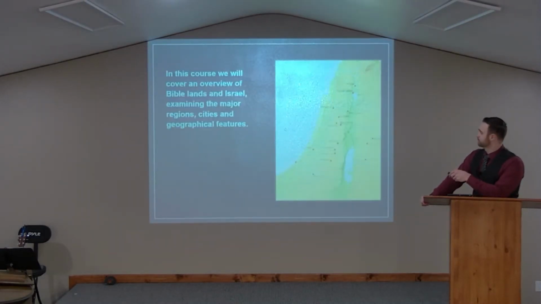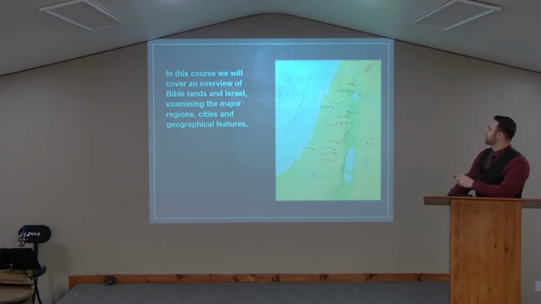Okay. All right, so in this course, we're going to do an overview. We can't be exhaustive with it. We can't cover every single little thing. But we're going to go through an overview of some of the different Bible lands in Israel. We're going to look at some of the different features, and when it's blurry like this, I will use the laser pointer and I'll show you right where I'm talking about.